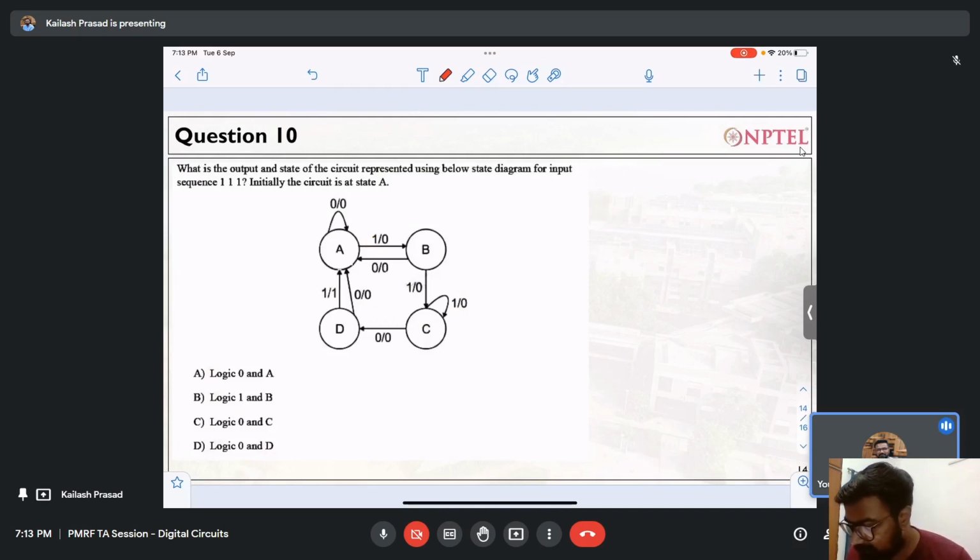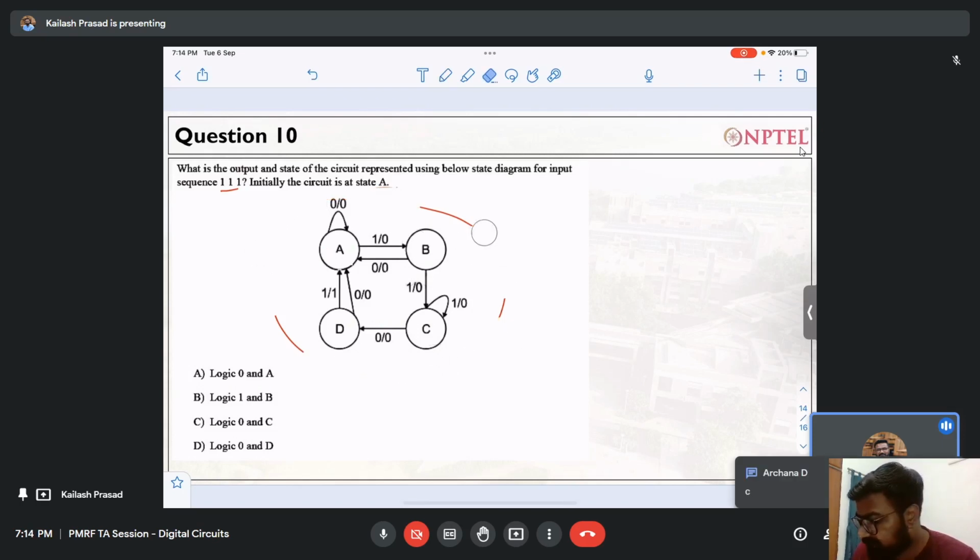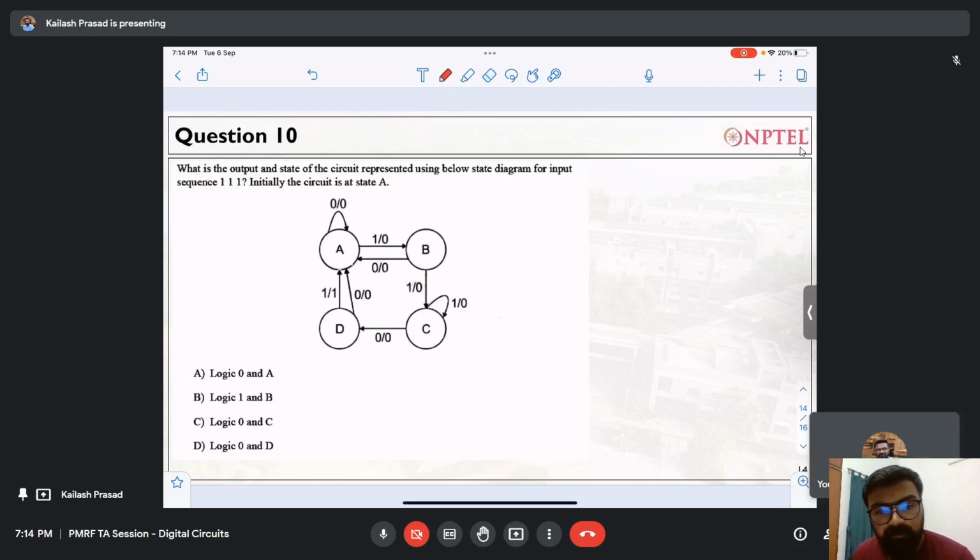It is a very simple question, but what you have to see is that this is a state machine for you. The sequence is 111. After this sequence, and the initial state is given, so you have to start from here. What will be your state after this sequence and what will be your output? Anybody wants to answer this? Archana is saying C. What about other students? C and 0. You are also saying the C option, right? Yes, sir.